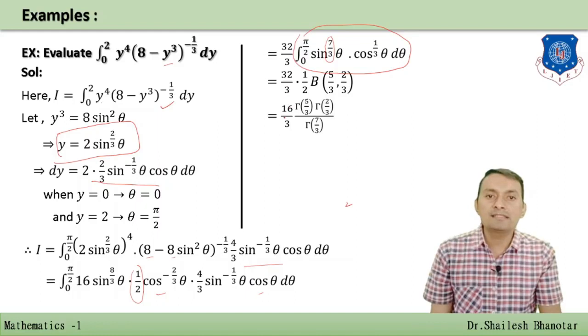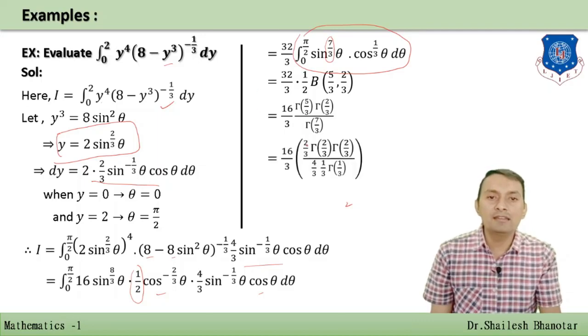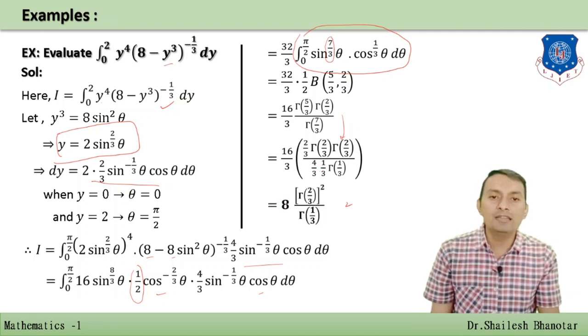So we have 16/3 into gamma 5/3 into gamma 2/3 divided by gamma 7/3, using the relation between gamma and beta function. When you simplify, you will get 2/3 into gamma 2/3, and gamma 2/3 is again the same. And gamma 7/3 can be written as 4/3 into 1/3 into gamma 1/3. When you simplify, you will get 8 times gamma 2/3 raised to power 2 divided by gamma 1/3.